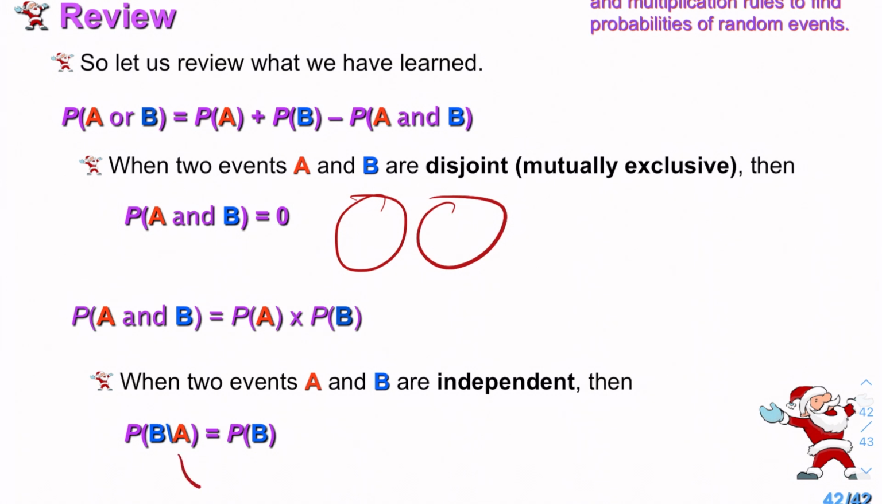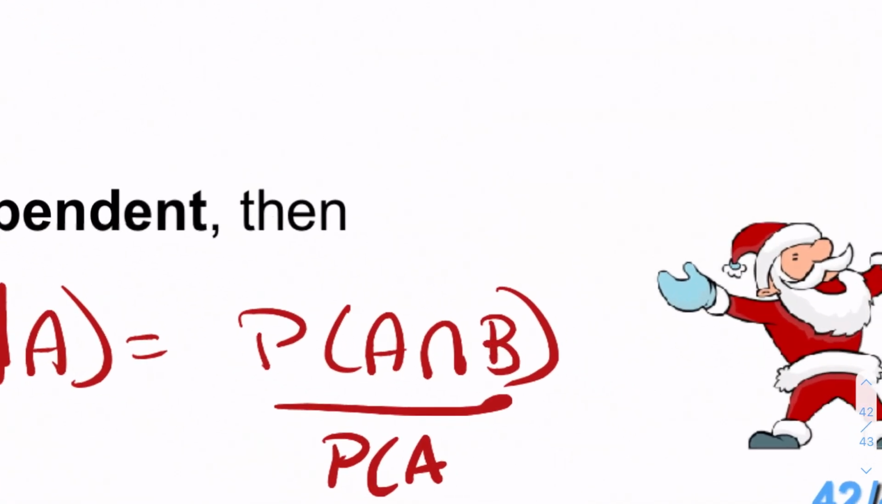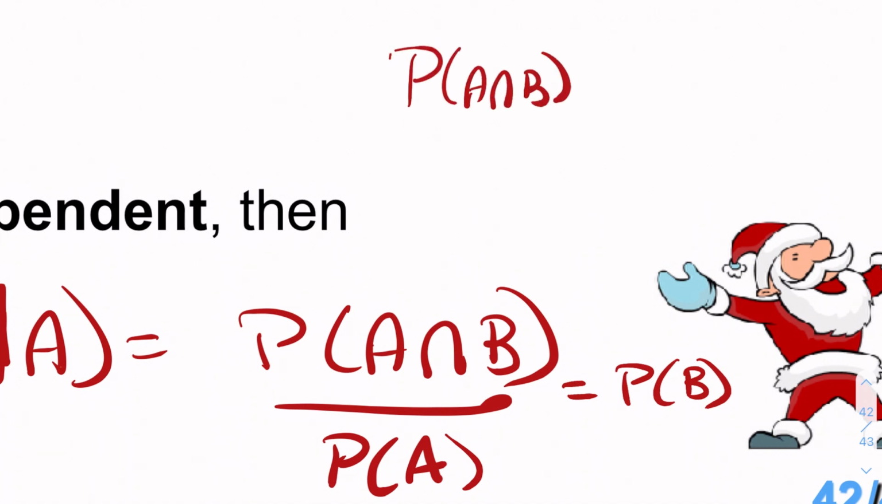Now, where does this formula come from? This probability of B given A is A and B all over probability of A. So notice, if this is equal to the probability of B occurring, then when we cross multiply, we get the probability of A and B equals A times B.